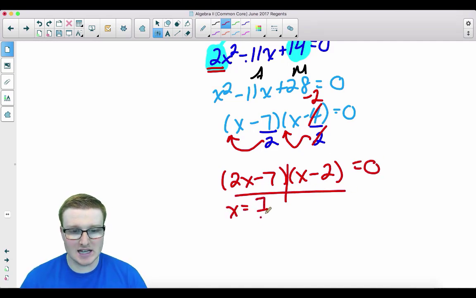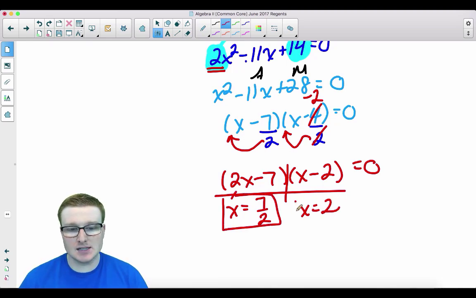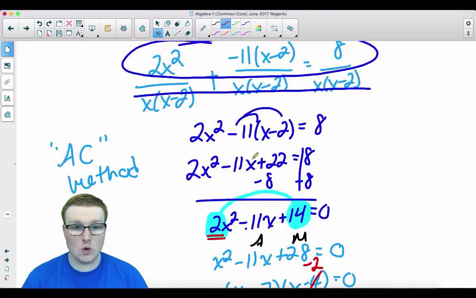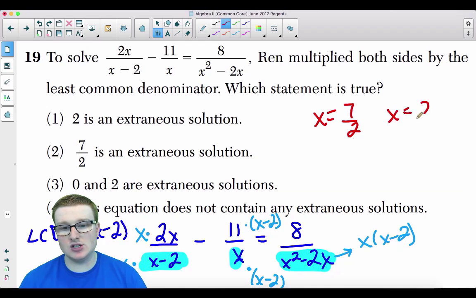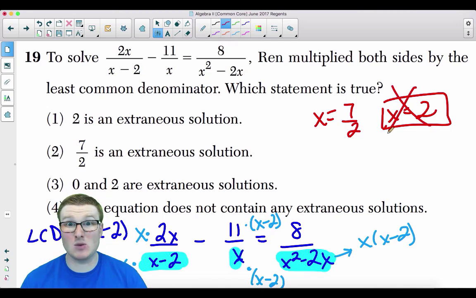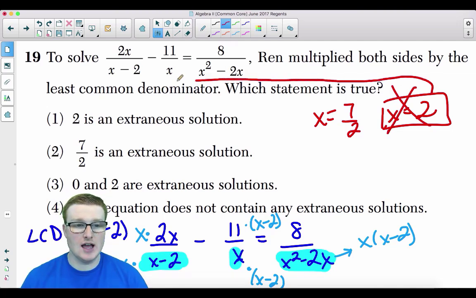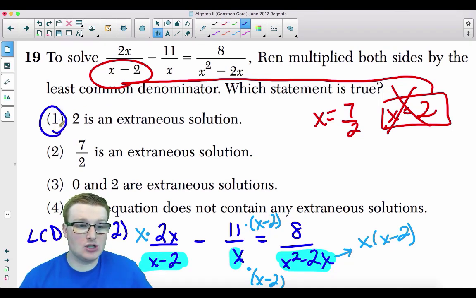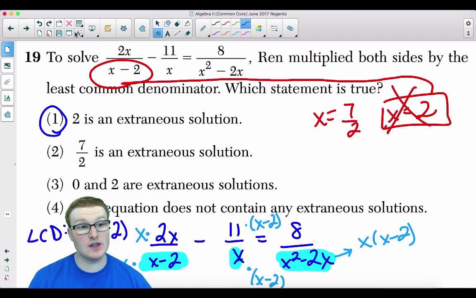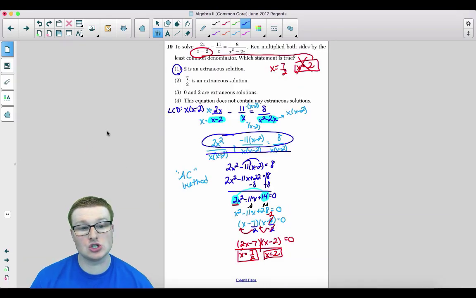So we get x equals 7 halves and x equals 2. So these, ladies and gentlemen, are your possible solutions to this equation. But if we get 7 halves and 2, which of these don't work? x equals 2 does not work because it's an extraneous solution. The minute you plug it into this denominator, the whole thing blows up. 2 minus 2 is 0. You cannot divide by 0. So which statement is true? Choice 1. The number 2 is an extraneous solution, so the answer to this one is choice 1 for that question.